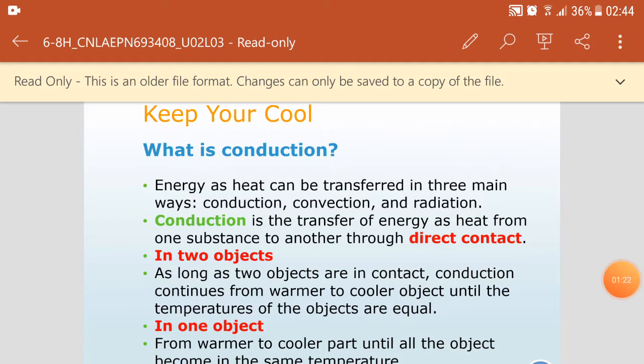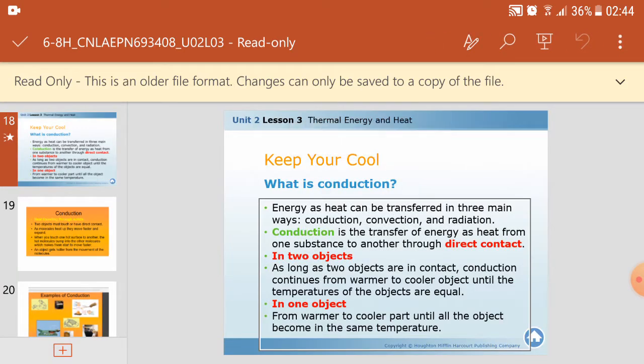The energy can be transferred by 3 ways: conduction, convection, and radiation.